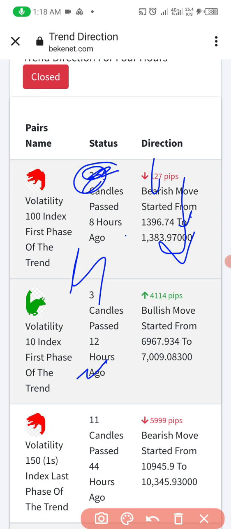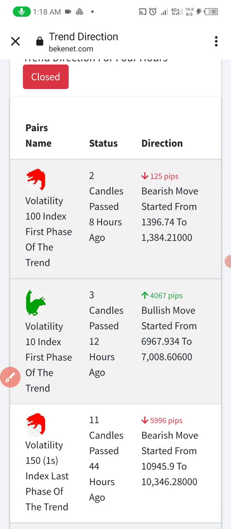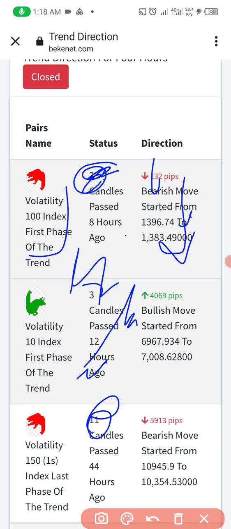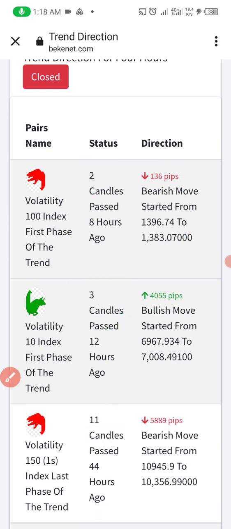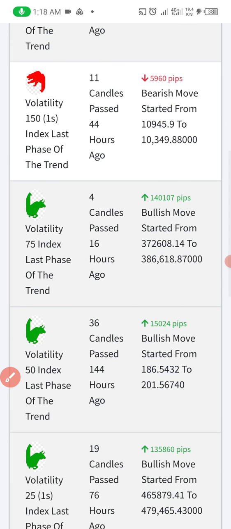This one is what? First phase. This one is 3 candles. I can begin to buy immediately. This one is far more than 11 pips, so I can use a sniper entry to enter into this one. It's pretty simple, straightforward. You don't need rocket science on this.